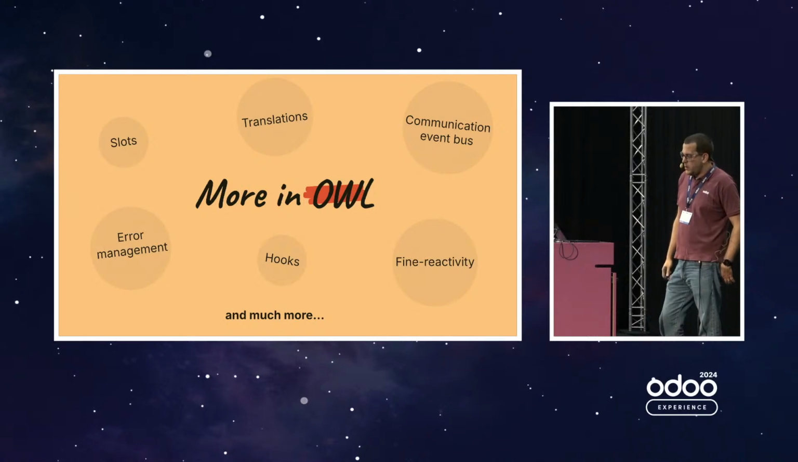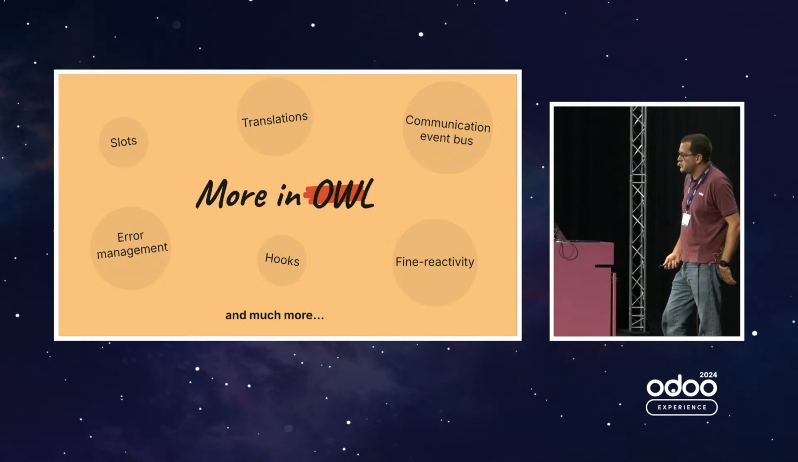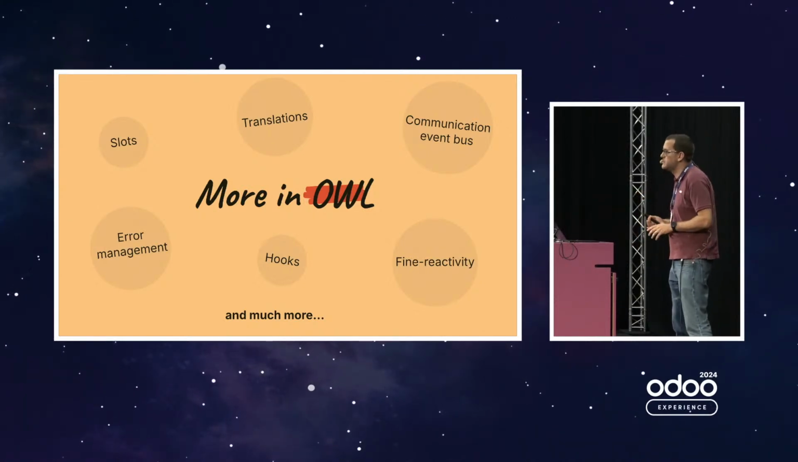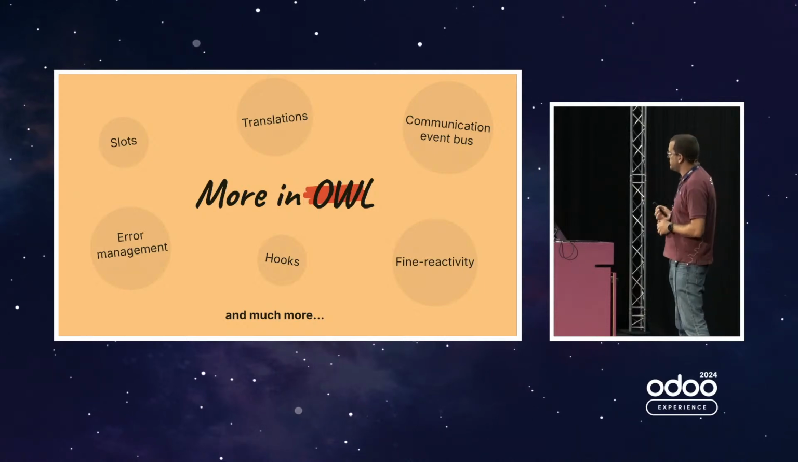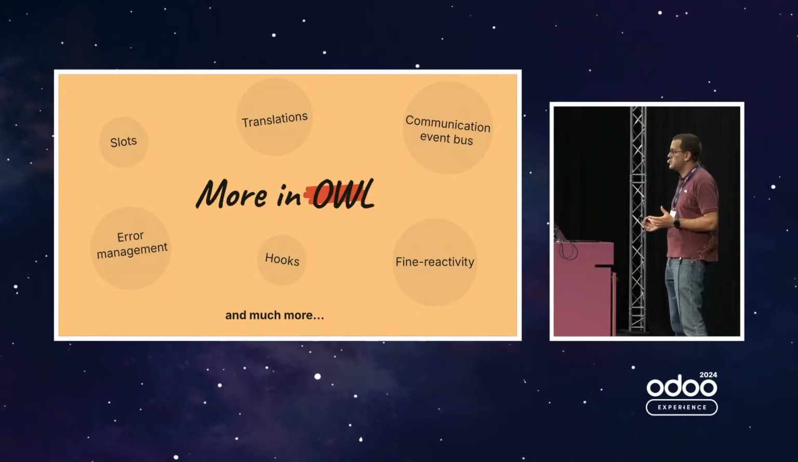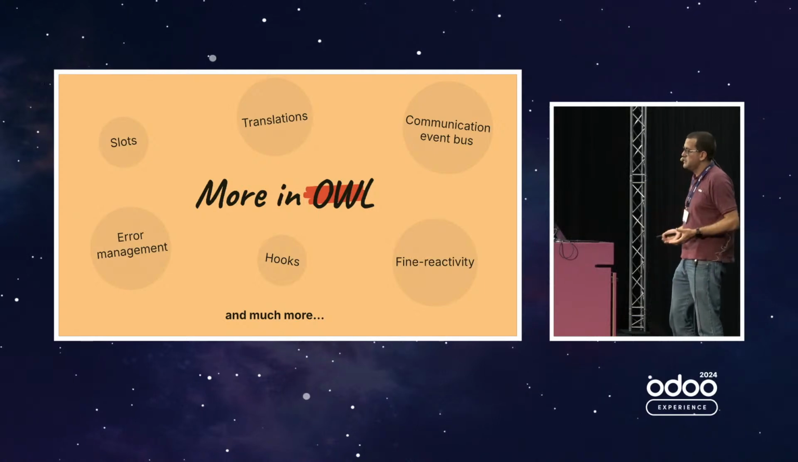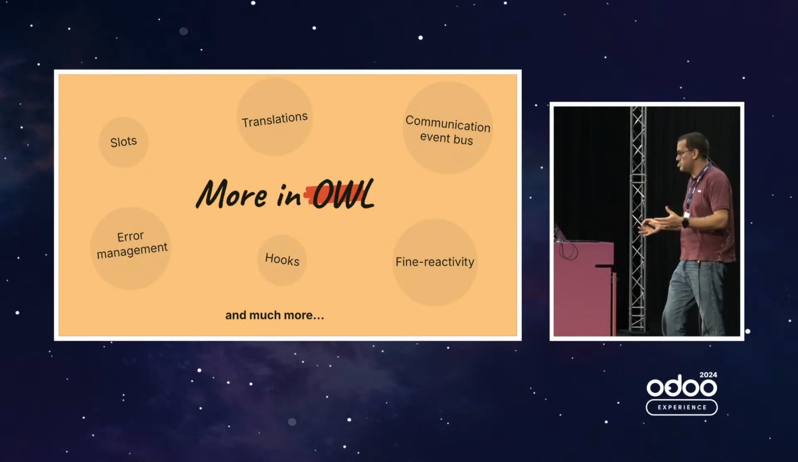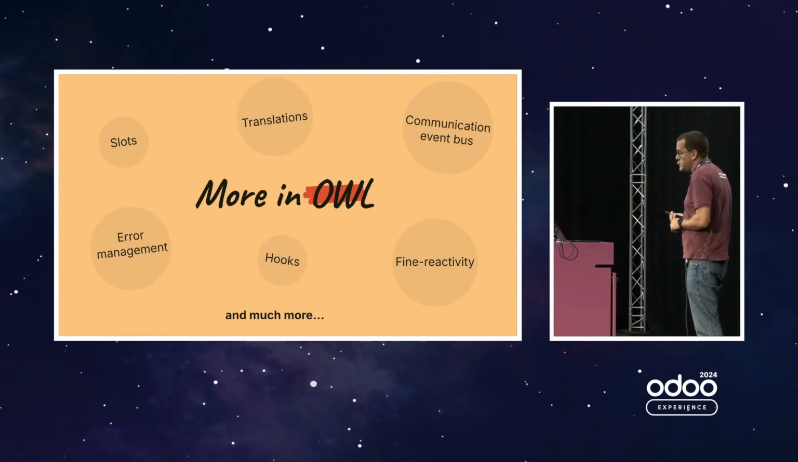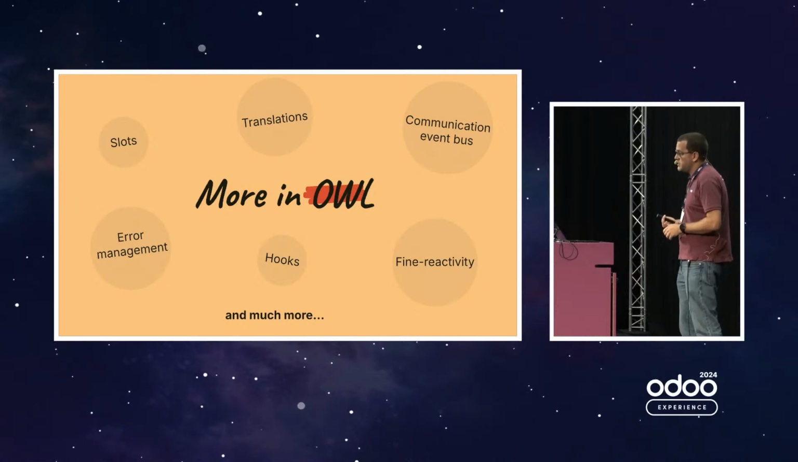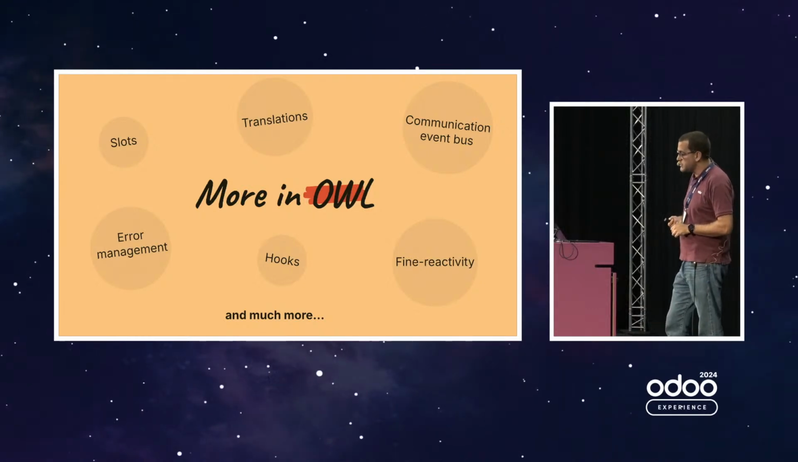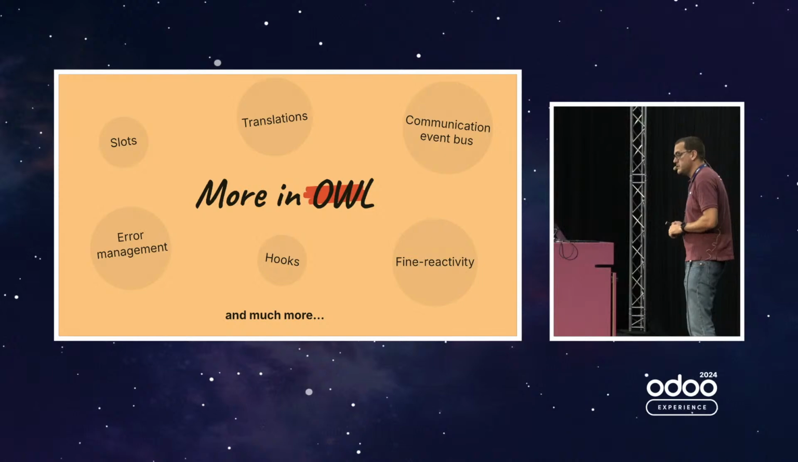Owl is a lot more than what I show you here, but we have a less than 20-minute talk, so it's just scratching the surface. We have slots. That means a special prop that you can give to the child component, a complete template, and it's going to render. We also manage translation. We also have an event bus, so we can communicate between different components in the lifecycle. We manage error management.